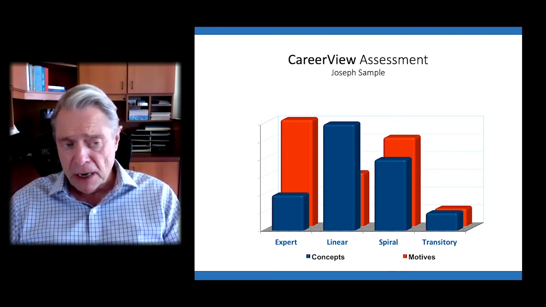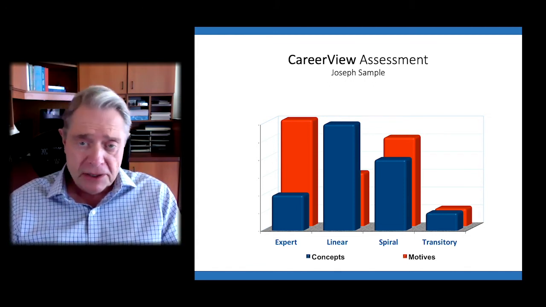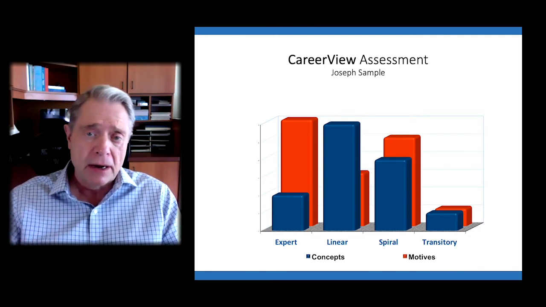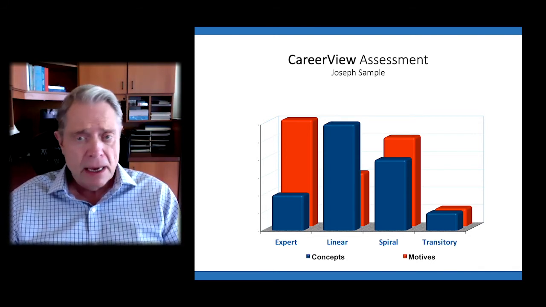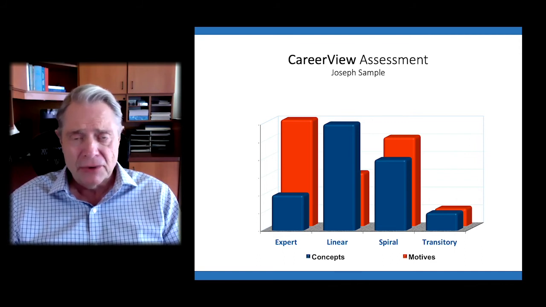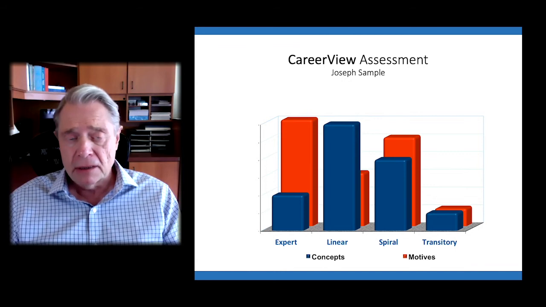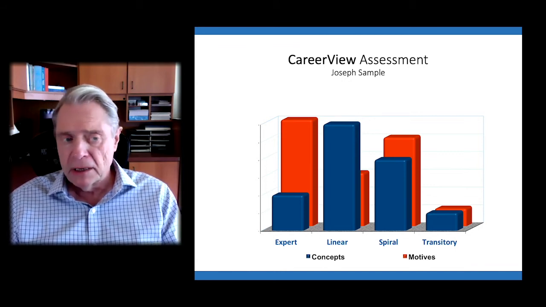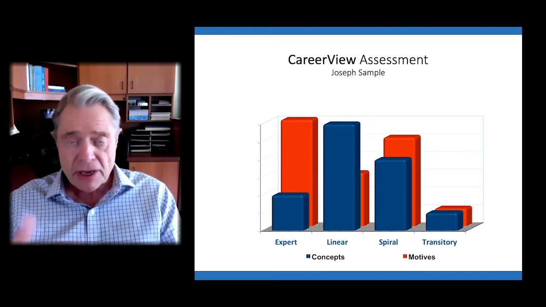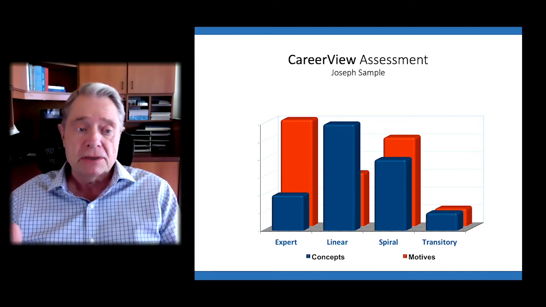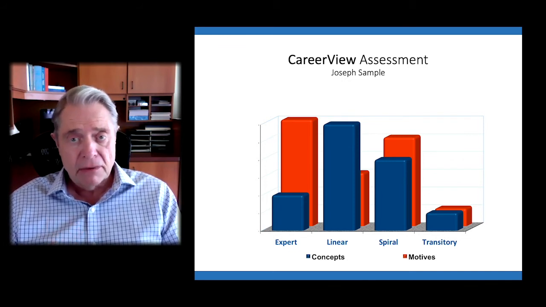However, his blue bars suggest that he thinks he should be climbing the pyramid, ascending a ladder toward higher and higher levels of responsibility and authority. And as a consultant, that isn't necessarily the kind of track you're going to follow unless you try to follow a linear career track in a big consulting firm. But that's not what we mean in terms of the expert spiral track. We mean someone who actually goes out into the field and works as a general consultant. And that would be a real good fit for Joseph in his career motives.